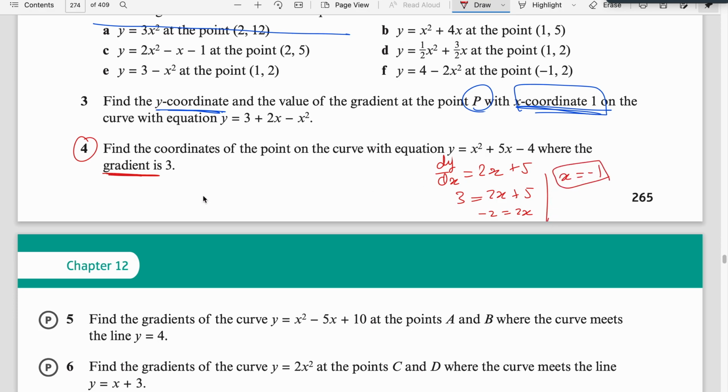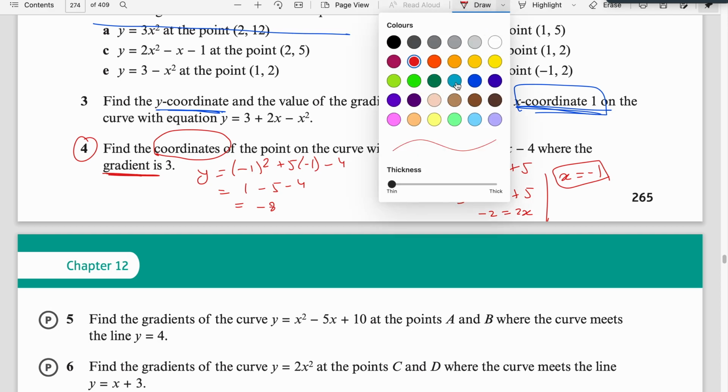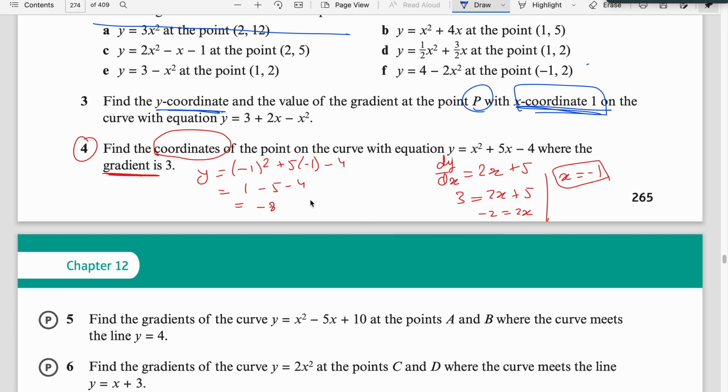So now we know when the gradient is 3, x is negative 1, and the complete demand was to find the coordinates. We already know what x is. So we have the main equation. So y is equal to, substituting the value of x, 1 minus 5 minus 4 is minus 8. So our final answer is, when the gradient is 3, x is minus 1 and y is minus 8.